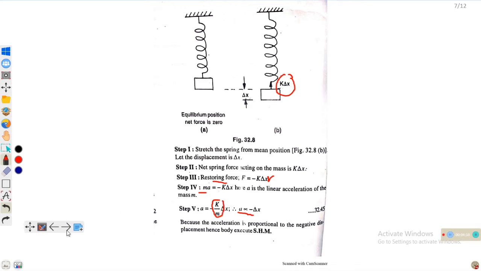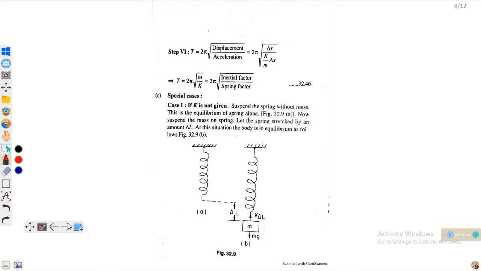Again, we can find the time period: 2 pi under root displacement over acceleration. Displacement is delta x and acceleration is k over m into delta x. So we have the expression for the time period equal to 2 pi under root m over k. Now we have a special case. If k is not given, then how can we find the time period of the spring block system if the constant k is not given?